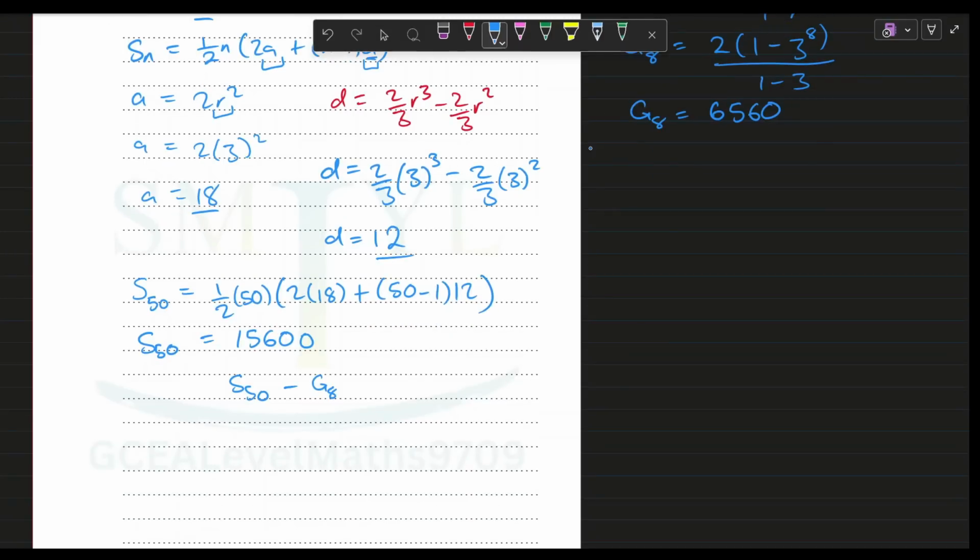So it means S50 minus G8 is going to be equal to 15,600, which is our S50, minus our 6,560, which is our G8. So punching that into the calculator, you get 9,040, and that is our final answer.